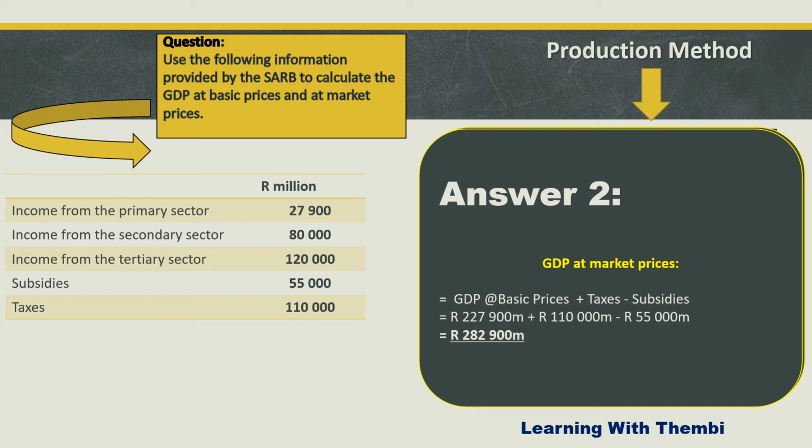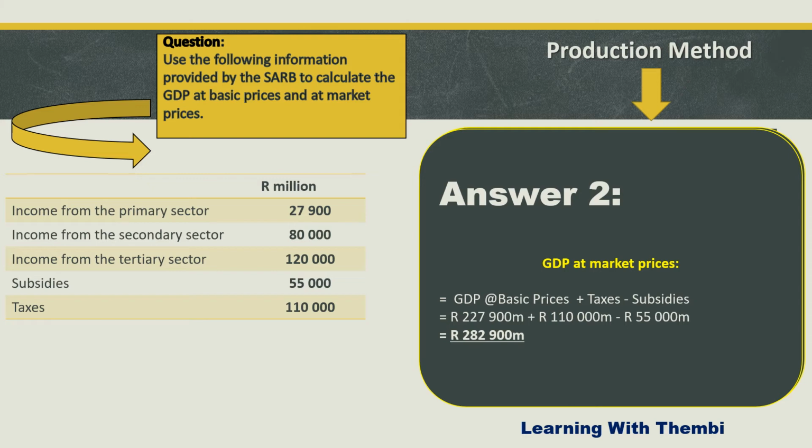So another thing that you have to take note of is that a question might sometimes not be specific as to whether you're supposed to calculate the GDP at basic prices or the GDP at market prices. But the question might simply say, use the information to calculate the GDP using the production method. And you know that for you to get to the market prices, you must know the value of the basic prices. You are still going to use the same approach to answer the question.